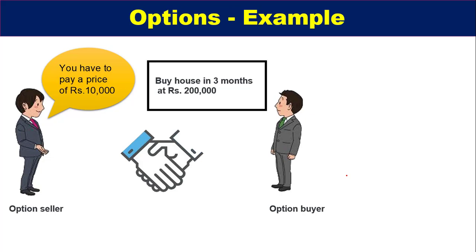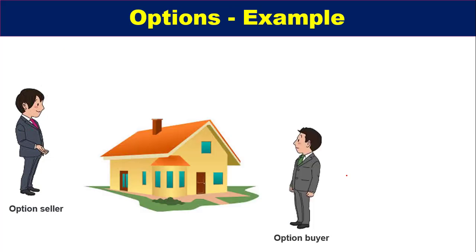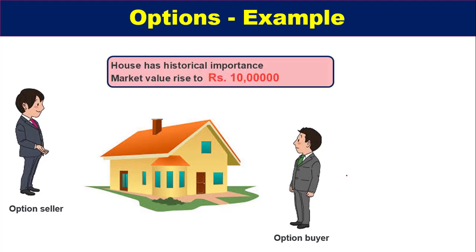So now comes the thing: the option buyer accepted this deal, and he is willing to pay the option premium. Now the condition is that two possible hypothetical conditions may happen. First, the house has historical importance, and due to that, the market value of the house rises from, maybe, initially 5 lakh to 10 lakh.